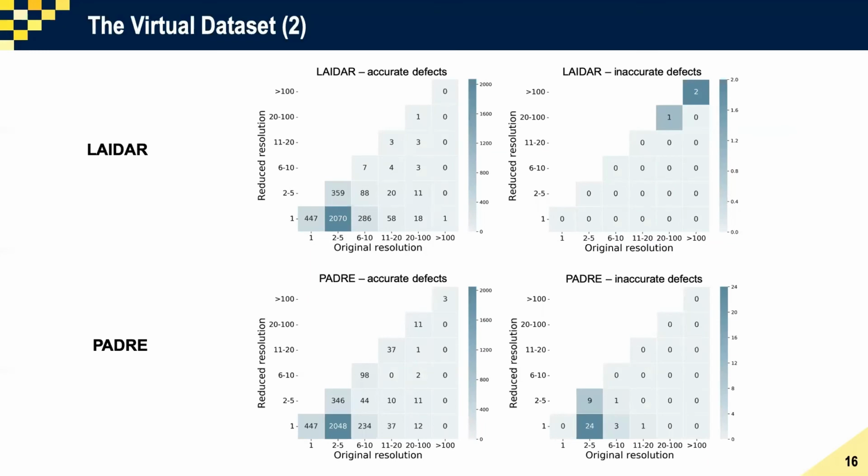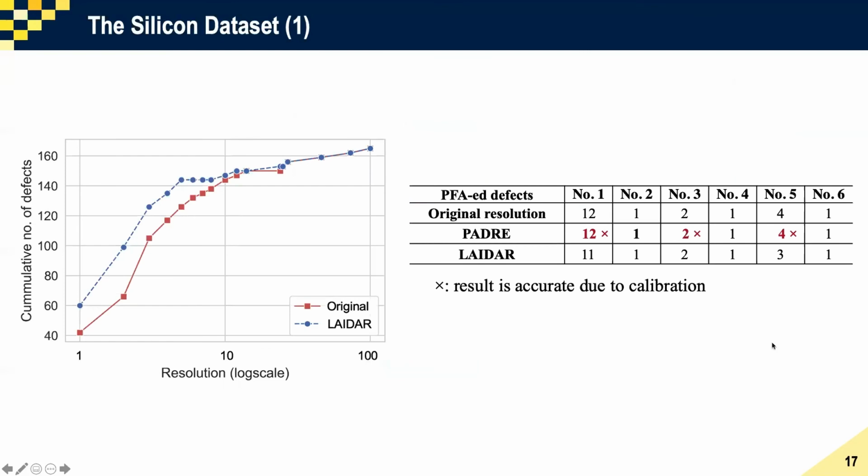The right subplot provides the result for the cases that are inaccurate. LAIDAR produces only 3 cases, while PADRE has 68. Also, the 3 inaccurate defects for LAIDAR retain a high resolution, which means these defects are unlikely to be used for any further analysis, so they are not harmful. In contrast, the inaccurate defects resulting from PADRE have a very low resolution, implying that resources for volume diagnosis and PFA will be wasted. Now let's take a look at the Silicon Dataset.